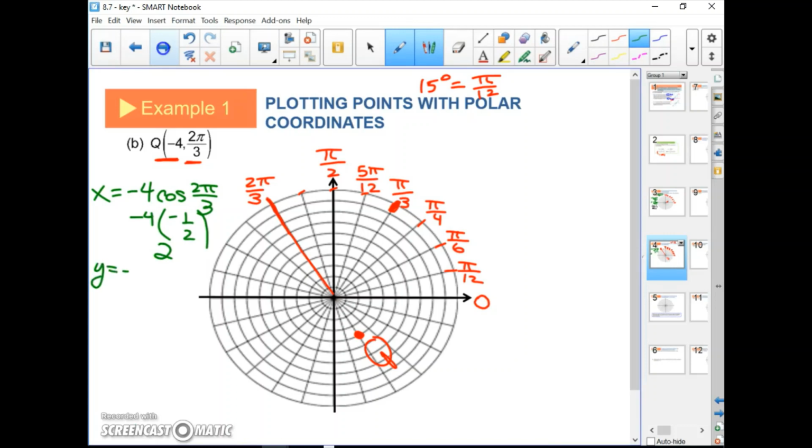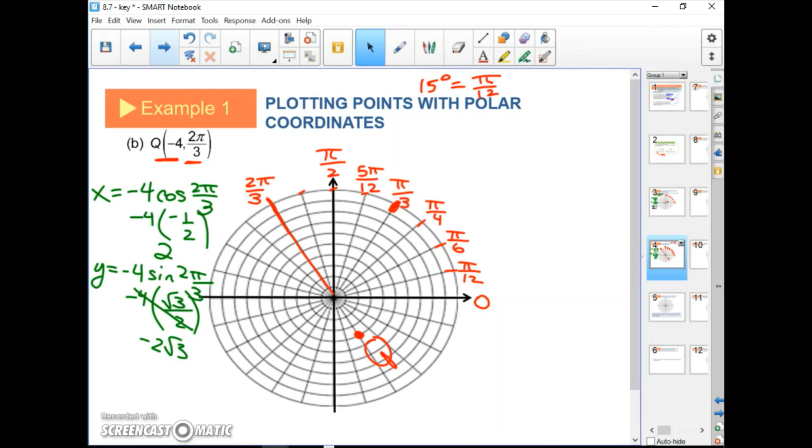And then y equals negative 4 sine 2 pi over 3. Sine 2 pi over 3 is like sine pi over 3 in the second quadrant. So sine pi over 3 is square root of 3 over 2. In the second quadrant, it's still going to be positive. So negative 4 times square root of 3 over 2, that's negative 2 square root of 3. So your rectangular coordinate is going to look like 2 comma negative 2 square root of 3.